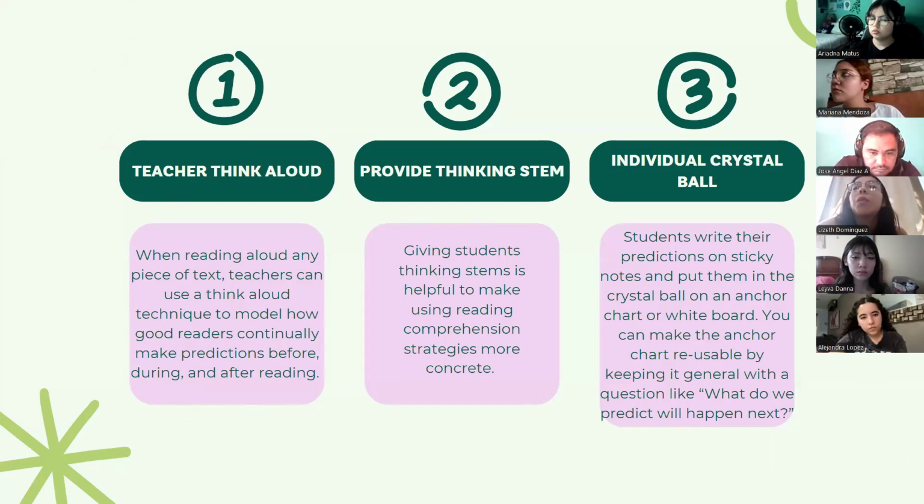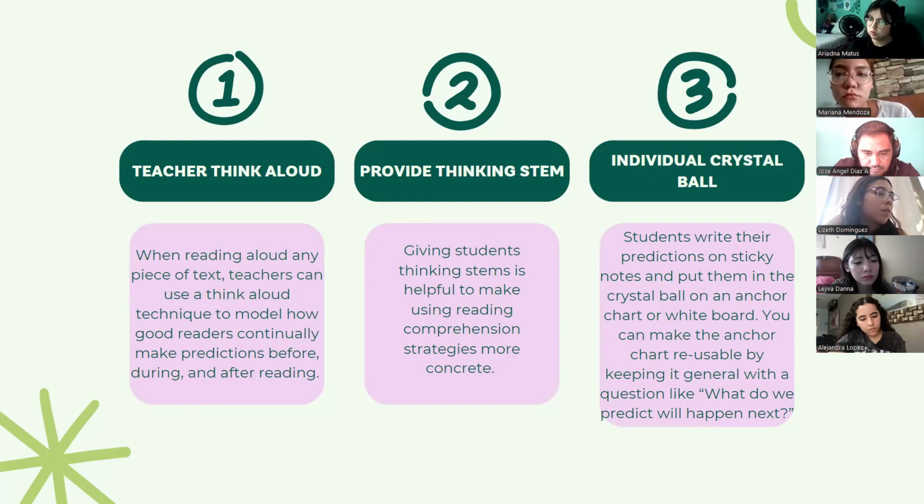1. Teacher think aloud. First, this is a strategy in which students verbalize their thoughts while reading or answering questions. When reading aloud any piece of text, teachers can use the think aloud technique to model how good readers continually make predictions before, during, and after reading. This technique can be thoughtfully planned ahead, but is also effective to demonstrate with any piece of text read in class.